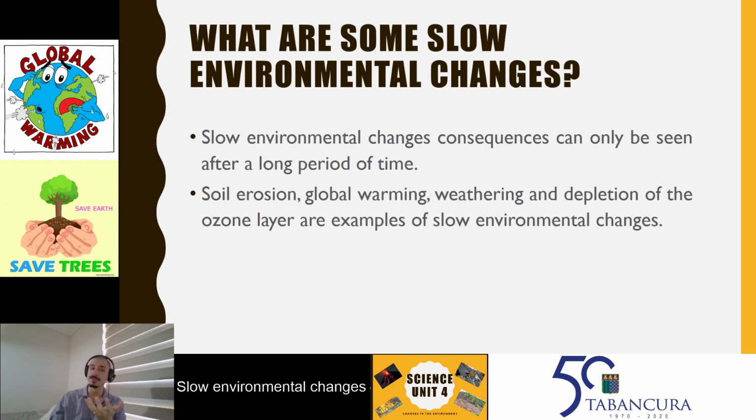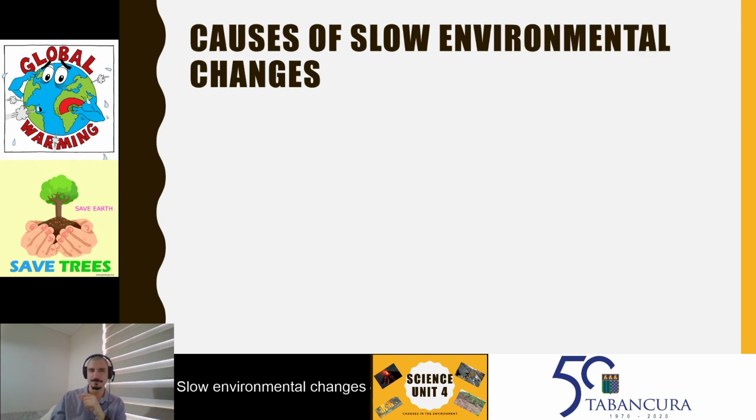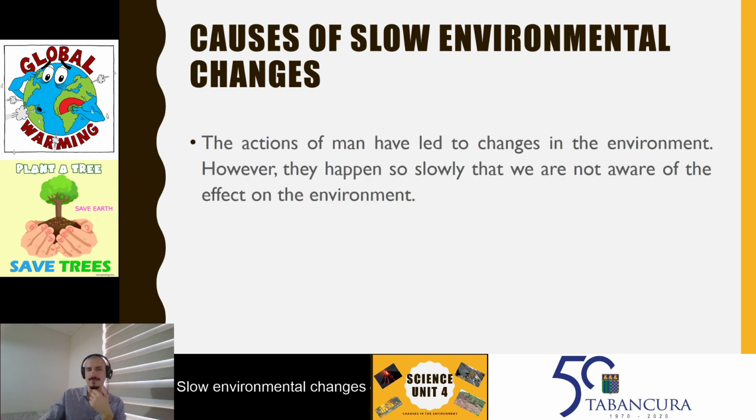Some examples are soil erosion, global warming, weathering, and depletion of the ozone layer. Okay, these are some slow environmental changes that we will study today. Let's start. First, we're going to see the causes of slow environmental changes. Men do some things that cause slow environmental changes. Men's actions cause these slow environmental changes.